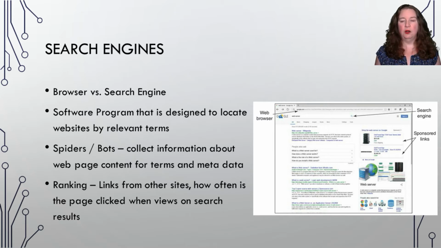Your ranking, or how high you are in that list of results, is a very closely guarded algorithm. It takes into account how many links from other sites are there, how often the page is clicked when people search on it, and how many times it uses other words that are sometimes related to the words you typed in. Lots of different algorithms go into it, and each software program that builds a search engine is proprietary to that company.